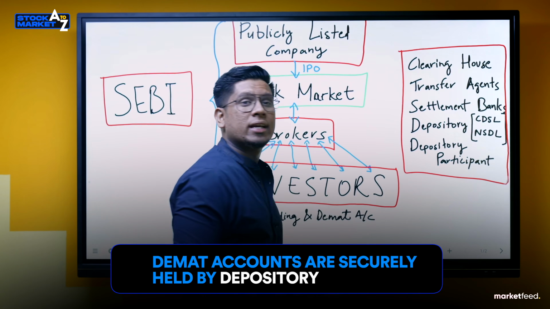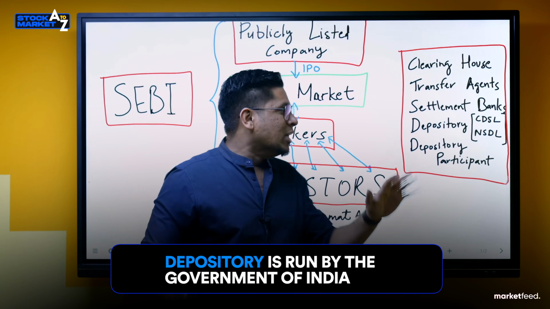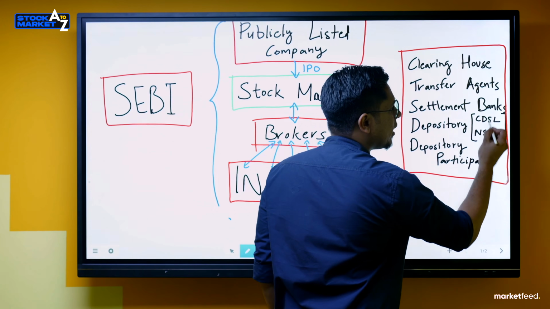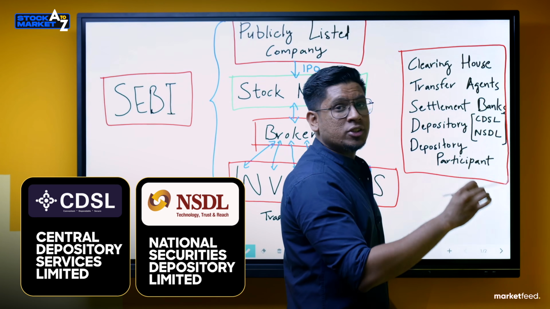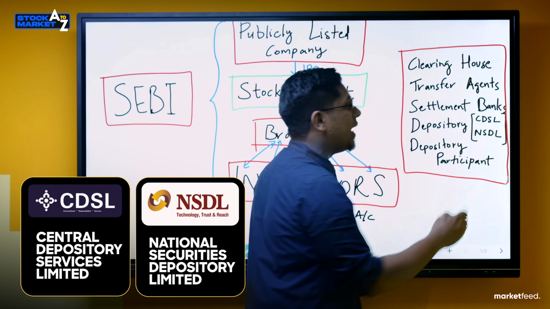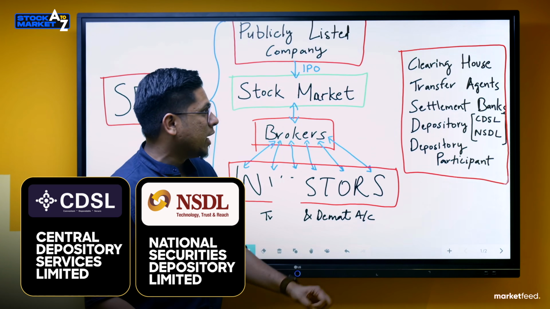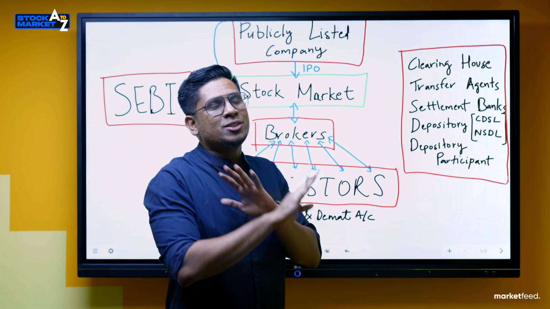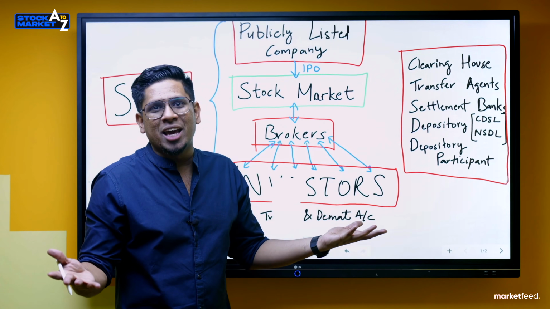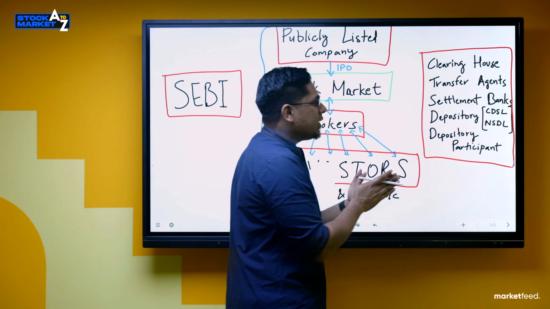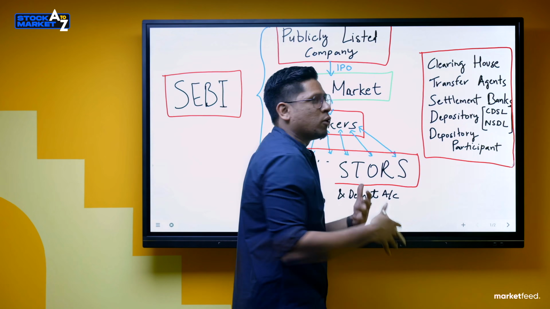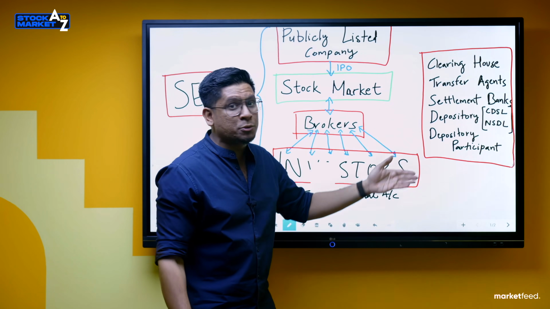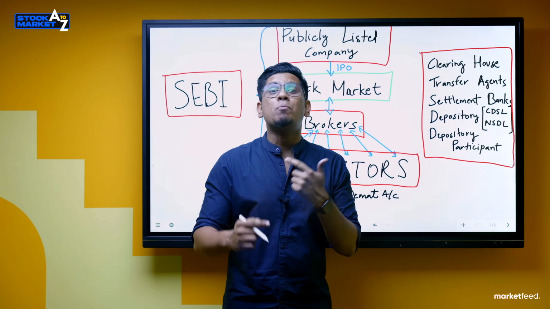And who runs depositories? The Indian government, right? So you can have complete trust in depositories. There are two depositories in the country. One is CDSL, Central Depository Services Limited, and then we have NSDL, National Securities Depository Limited. So the depository is where your demat account is held, so that it's super safe. Your broker cannot basically take your stocks and run away. Just like that, there are other participants as well. For the matter of this video, I wouldn't get into the details of each participant. If you're interested, you can read up more about them.